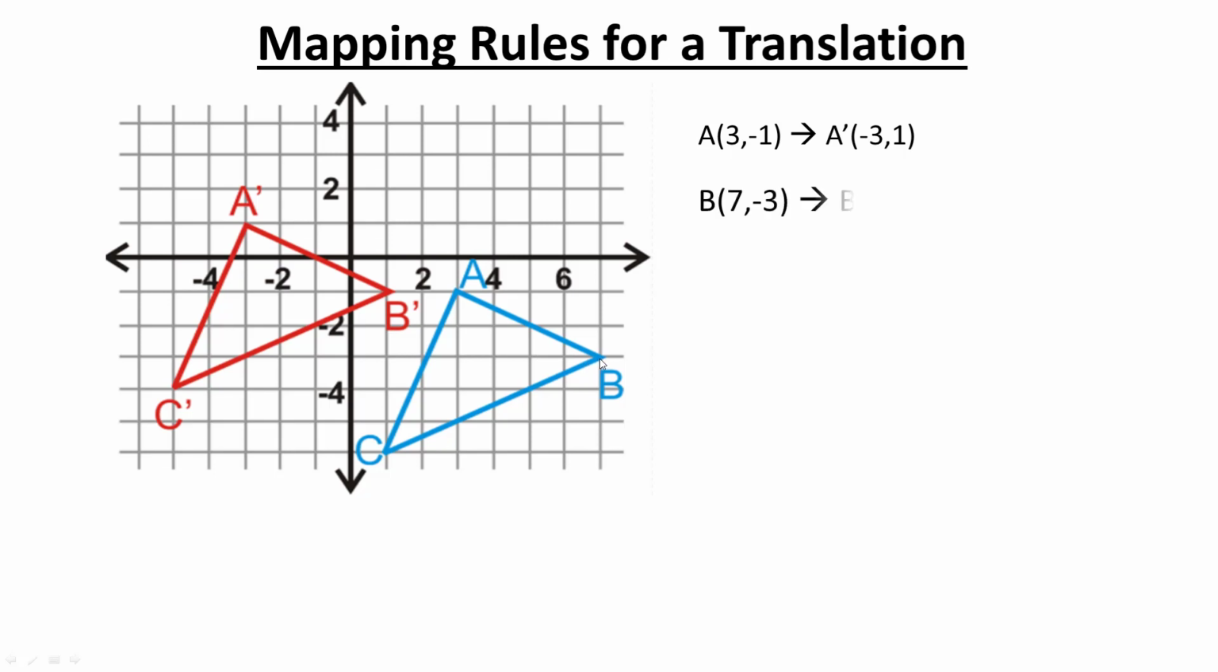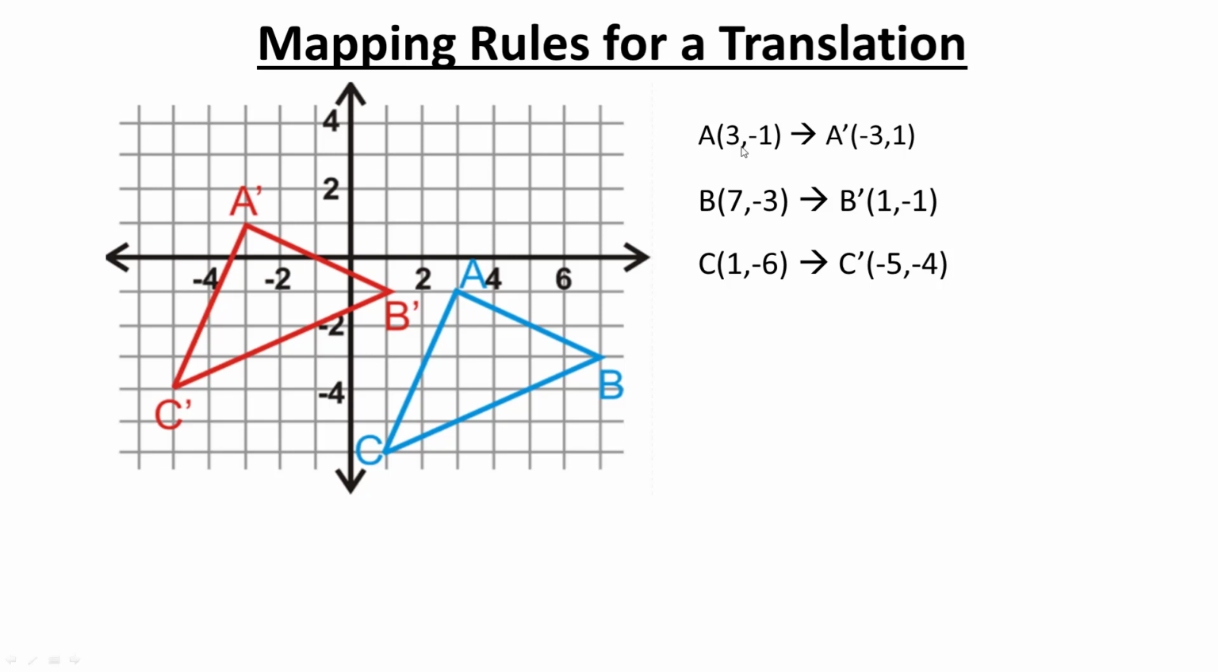B was the point 7, negative 3, and it changed into this point 1, negative 1. And C was 1, negative 6. C prime is the point negative 5, negative 4. Well, what exactly happened to those numbers? And a hint, translations is all about shifting right or left, up or down. So it's all about adding or subtracting numbers. There's no multiplying, dividing, switching things. Okay, it's just adding and subtracting.